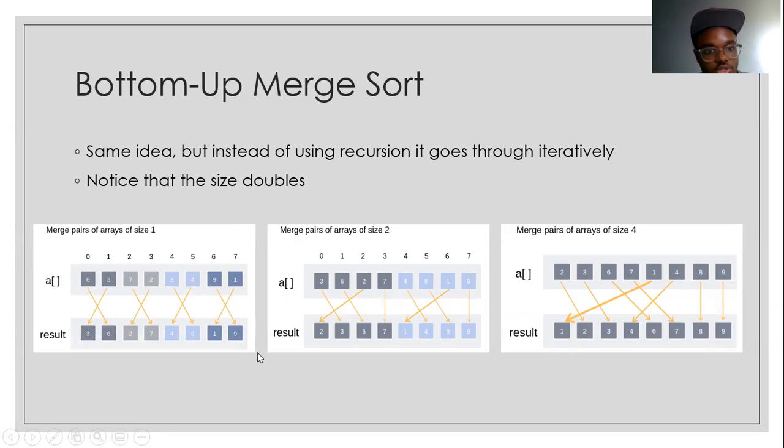Now, bottom-up merge sort is basically the same idea, but instead of using recursion, it goes through iteratively. And as I explained, I want you to notice how the size of the array doubles. That's because it's making more space. So the bottom-up merge sort uses an iterative methodology.